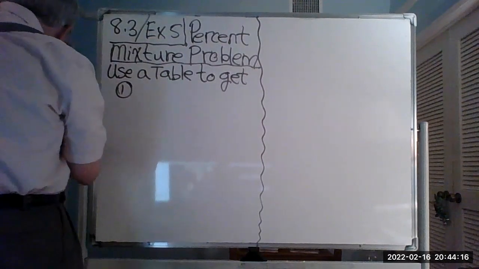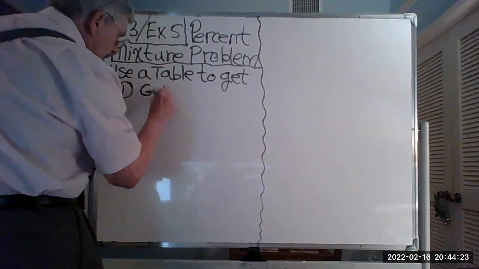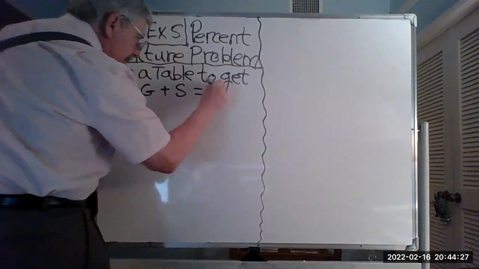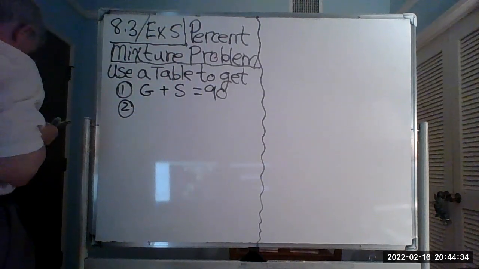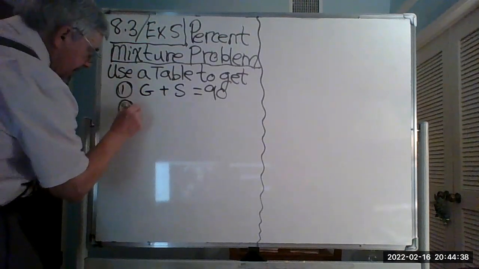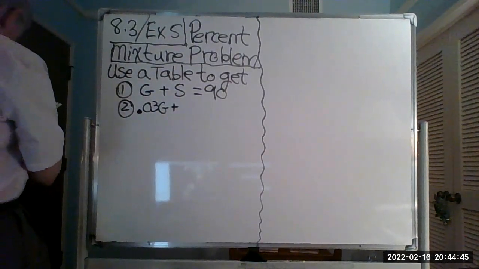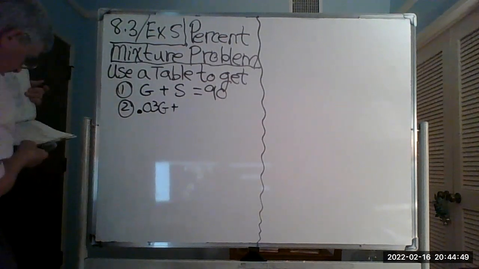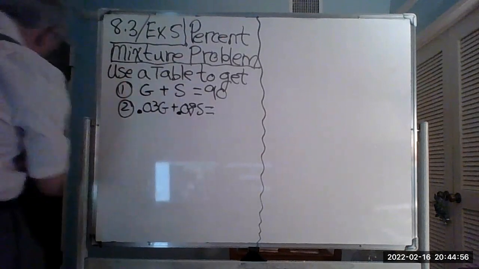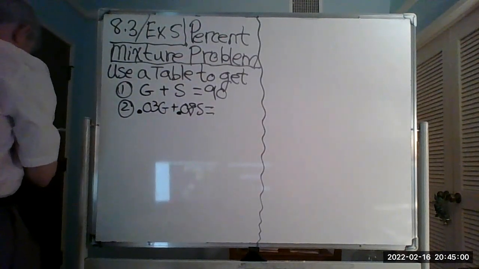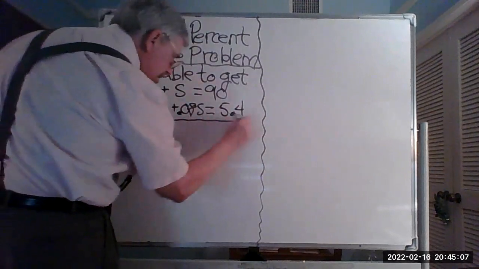This is the system that we get. G plus S equals 90. And 2, I got 0.03 G plus 0.08 S, I believe, is equal to 5.4. Okay, so there's my system.